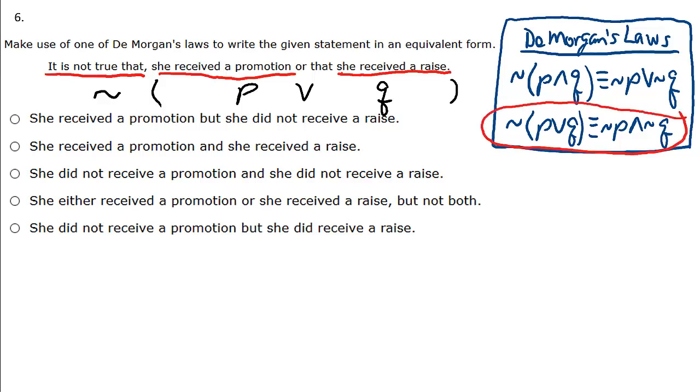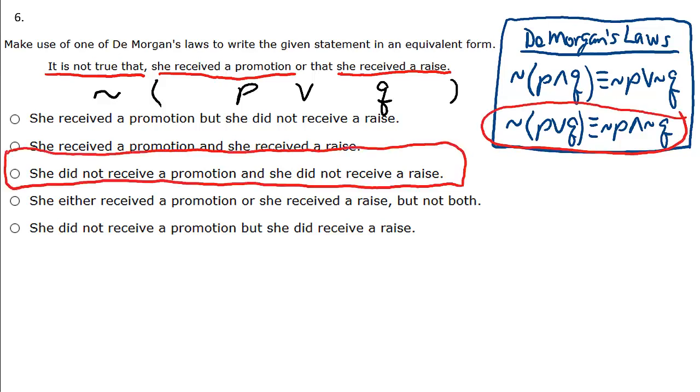So we're looking for the one that says the P is negated. P was she received a promotion, so the negation would be she did not receive a promotion. You're also looking for a statement that has an and in it, and then the Q has to be the negation of she received a raise, so that would be she did not receive a raise. By elimination, you can see it has to be statement number 3. She did not receive a promotion is the negation of P. She did not receive a raise is the negation of Q, and it uses an and instead of an or.